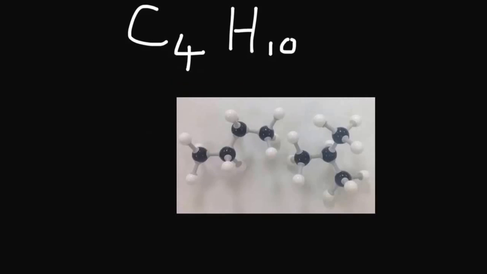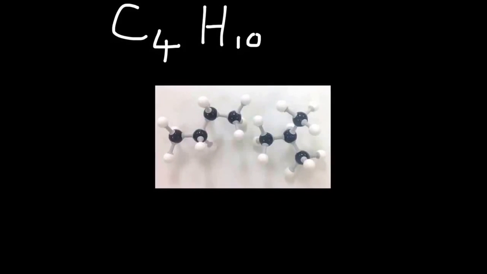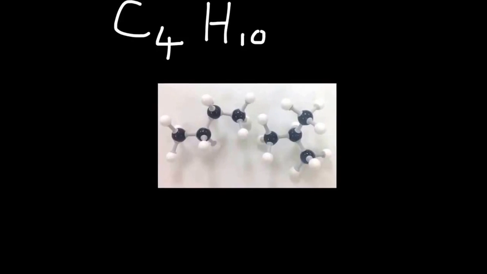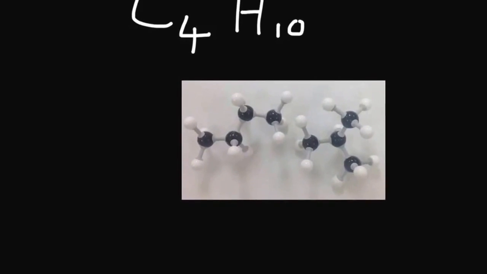Of the compounds we made last class, some of them have the same formula but different structures. These are called isomers. What we're going to look at in this video is how to name branched alkanes. The first example of a branched alkane that we came across is C4H10. Here are the two forms of C4H10.